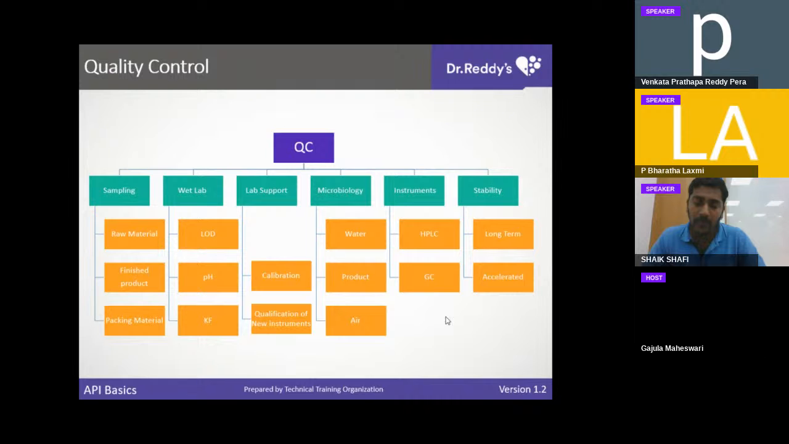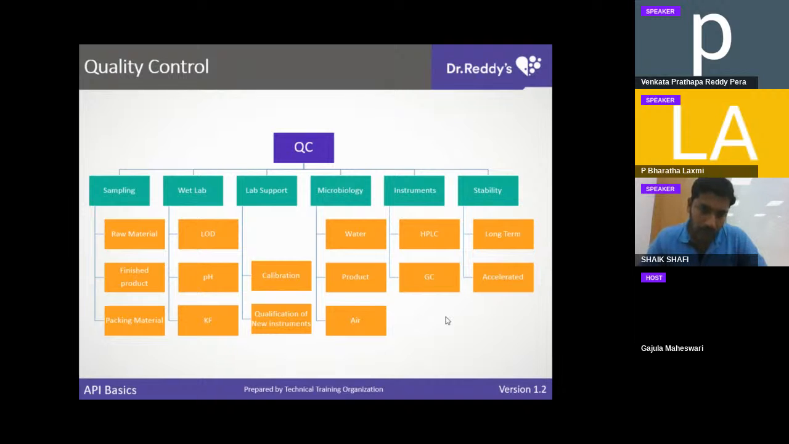Madam, Sir has lost the network. Yeah, I could see that. Let me just check. Okay, madam. Lakshmi, Maheshwari. We can see you. Yeah, we lost you for a minute.